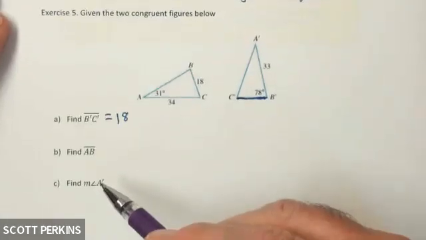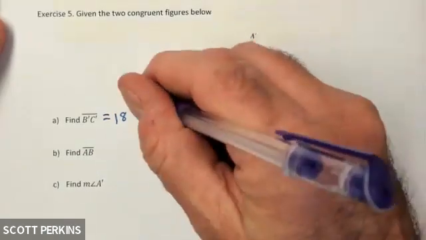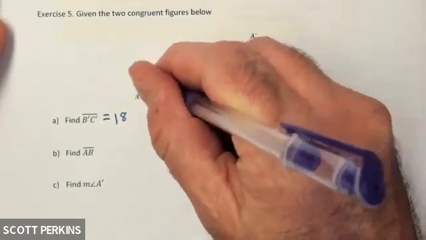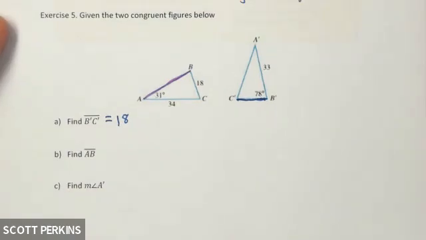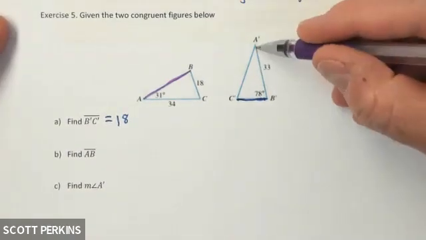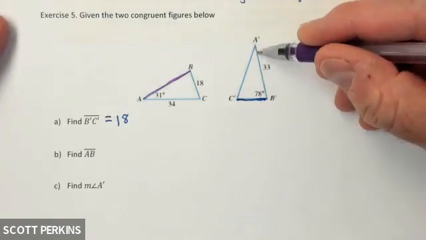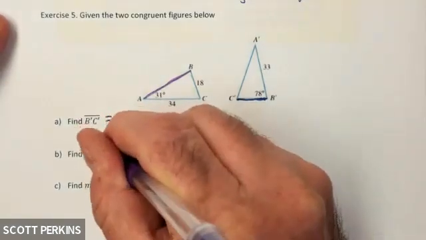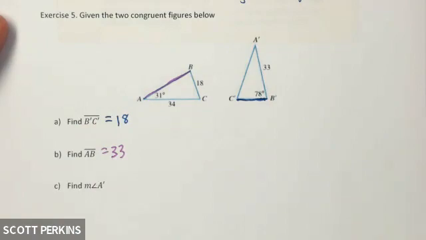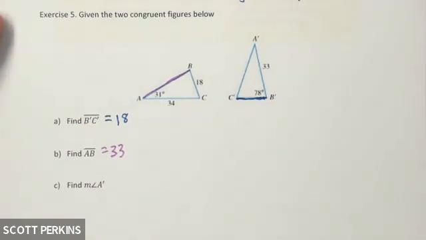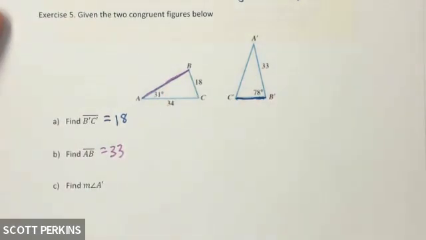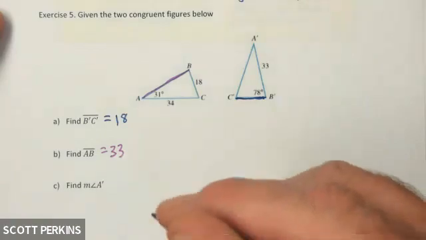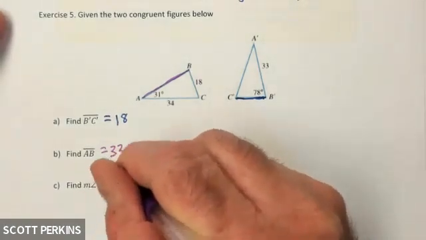So the B part, I've asked you what is AB. So here is AB. I'm tracing it purple. And so what is AB? Yep, it's going to be the same thing as A with the apostrophe, B with the apostrophe. So it's going to be equal to 33. Perfect. And then the last one is what's the measure of angle A, excuse me, A with the apostrophe. Yep, it's the same thing as the measure of angle A because they are congruent figures. So that is equal to 31 degrees. Perfection.